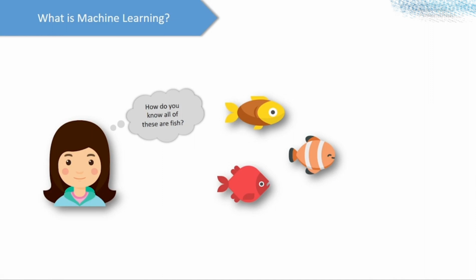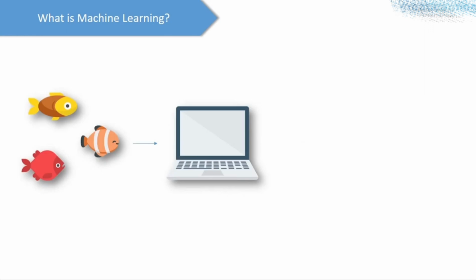So now let's say you grew up, and whenever you again see a real life fish or an image of a fish, your brain automatically registers this entity or this object as a fish, and you immediately know that this is a fish. But my question is, if I feed these images of a fish to a computer or a machine, how will it know that this is actually a fish?